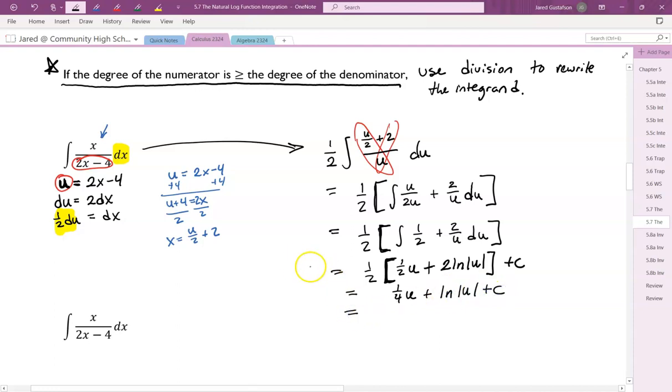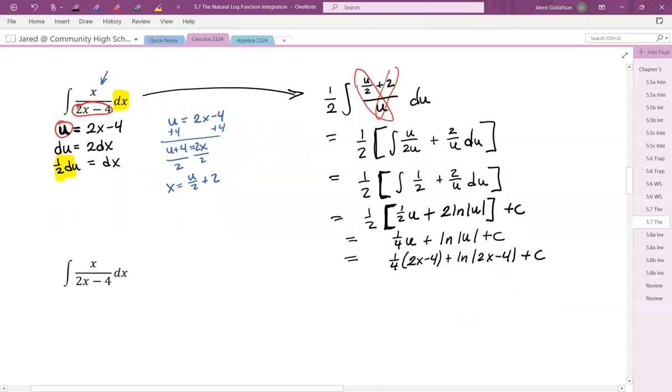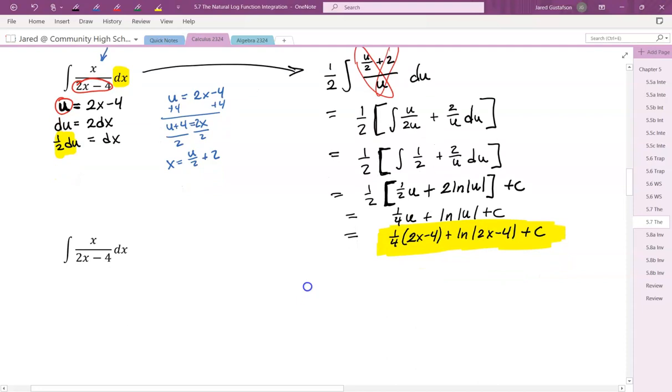And then, of course, I need to rewrite this in terms of x's. So that's 1/4 times 2x minus 4 plus the natural log of 2x minus 4 plus c. So there's our answer right there. Let's see this done in a different way. Maybe you like this way, maybe you're cool with it, but let's check out another way.